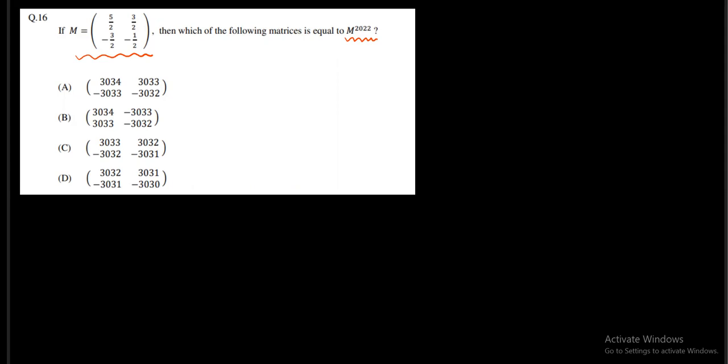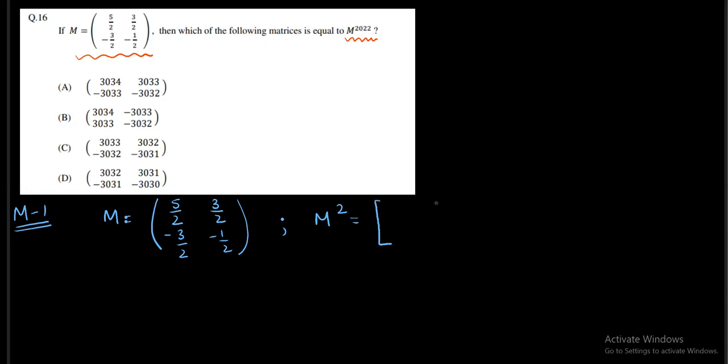Let's start with method 1. Method 1, as I told you, is the general approach. Matrix M is provided as 5/2, 3/2, -3/2, -1/2. Now I will be calculating M square, then I'll be calculating M cube, and then I'll try to generalize it. This is the outline for method 1. So let's proceed with the calculation part now.